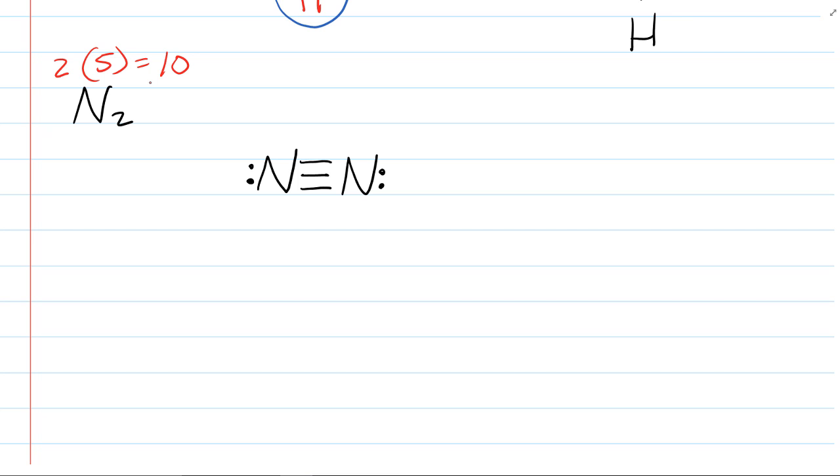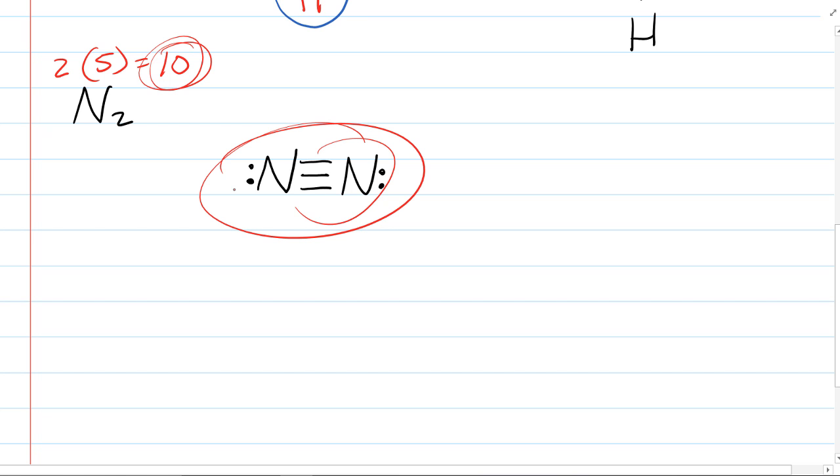And it does. And so kind of as a goal, not only do we have to make sure that we satisfy an octet or noble gas configuration for each one, but we have to make sure that the sum of the valence electrons matches the total number that we have shown here in the molecule.